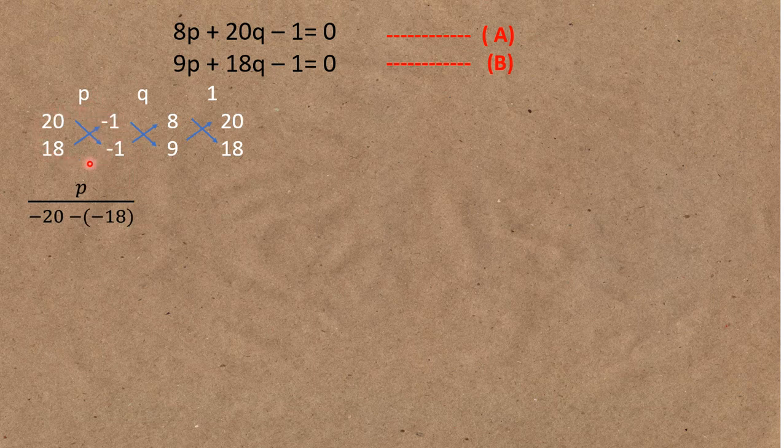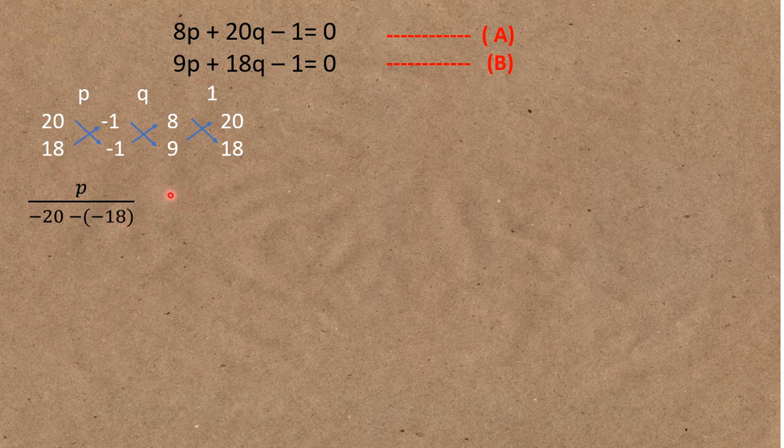Now here the variables are p and q, so write down p, q and 1. Whatever the coefficients of the variable b are, 20 and 18, write down here, then minus 1 and minus 1. Next the coefficients a1 and a2 are 8 and 9, and end with 20 and 18. Now the cross multiplication goes as p upon this product: 20 into minus 1 becomes minus 20. Now from down to up we are multiplying, so place the sign minus, and 18 into minus 1 is minus 18.